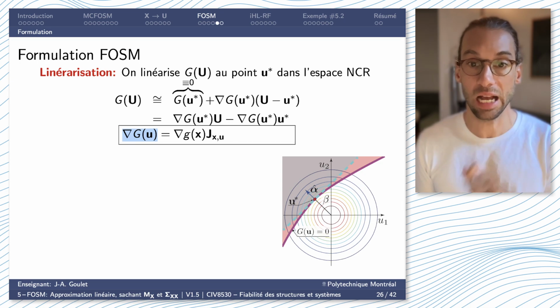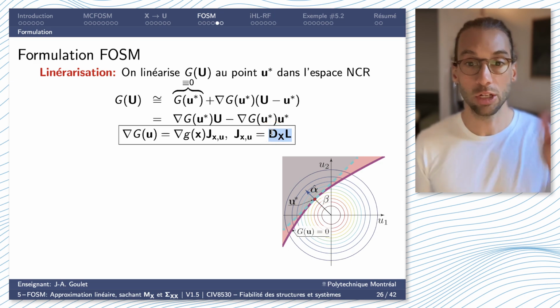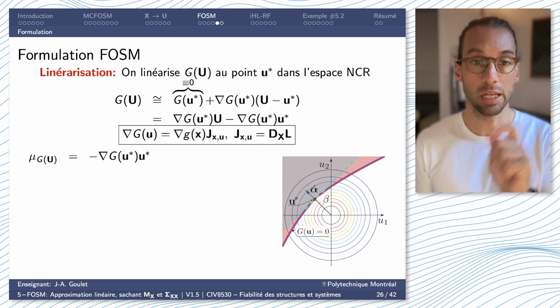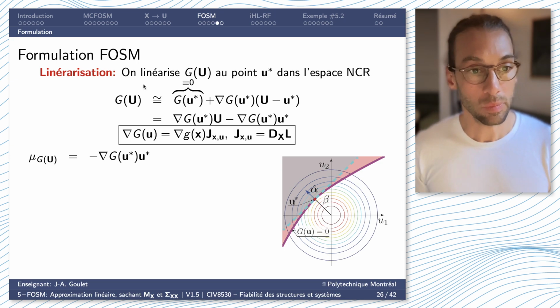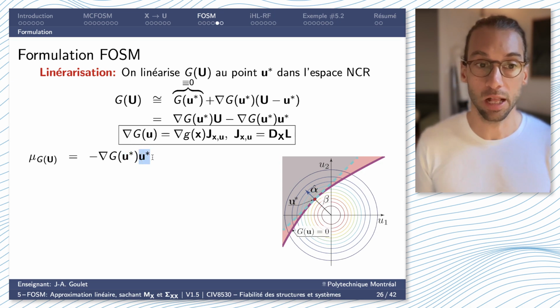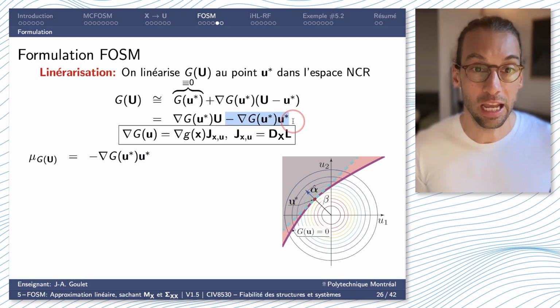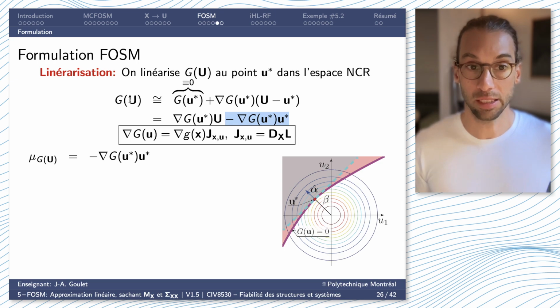And I have easy access to these things because that Jacobian, the derivative of X with respect to U, is simply the standard deviation matrix times the Cholesky decomposition. These are simply the coefficients in my transformation relation between the original and the standard normal space. So the mean for G of U is going to be minus the gradient vector evaluated at my design point times my design point itself. How do I obtain this? It's simply the constant part that I have here in my linearized limit state function.